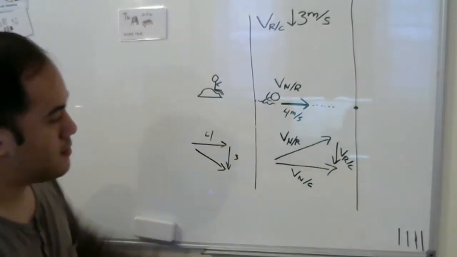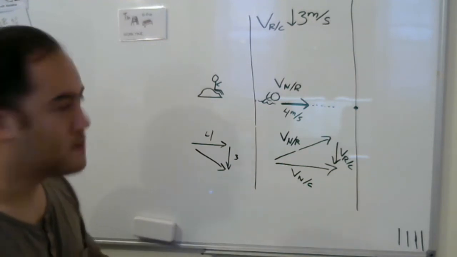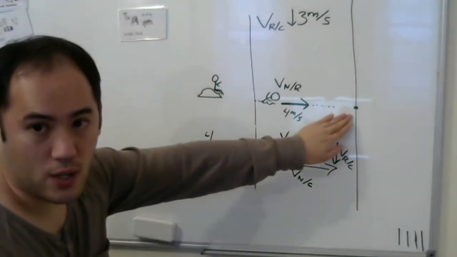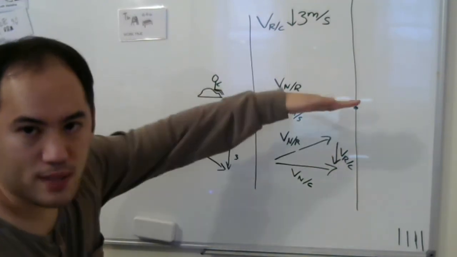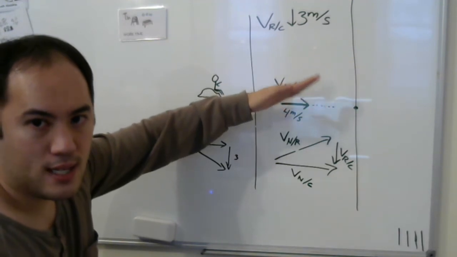This is still 4 meters per second. He's still swimming the same speed through the water. He's still swimming 4 meters per second. But if he wants to go straight across the river, he can't aim himself straight across. He has to aim himself diagonally like this.